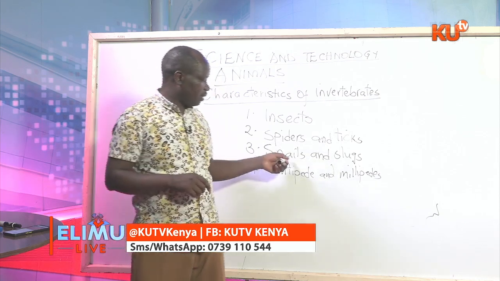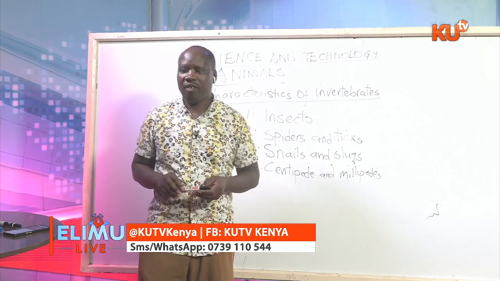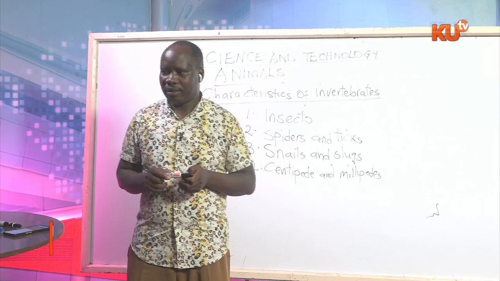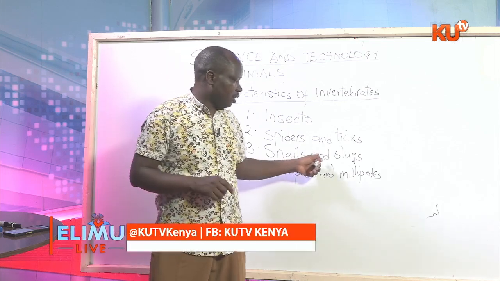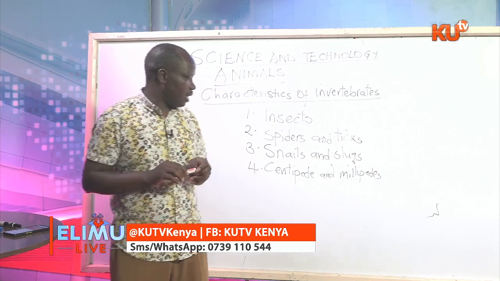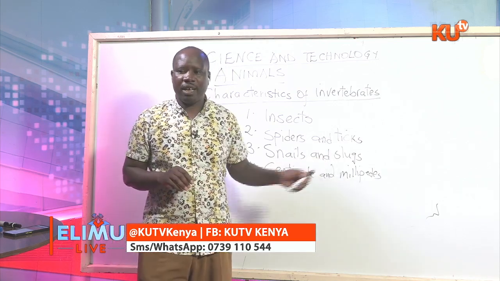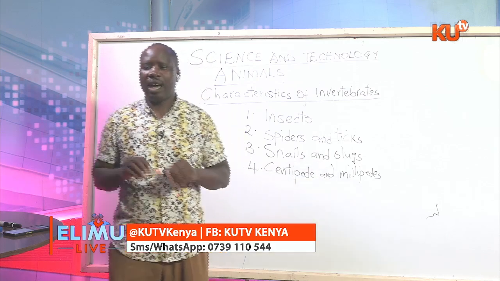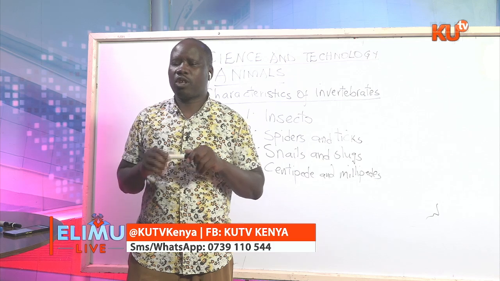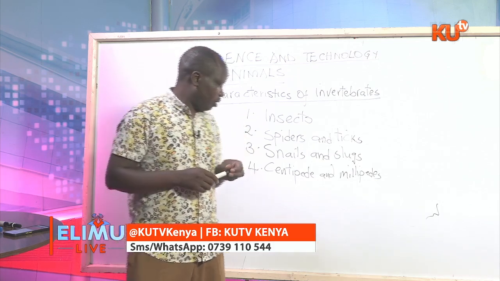When we came to snails and slugs, we said that number 1, snails and slugs have a soft body. They do not have legs. Also, snails and slugs do not have wings, and we saw in our diagram that they do not have wings. And how do they move? They do not have legs. They do not have wings. They have a muscular foot, and they use this muscular foot to crawl on slimy mucus that they produce.